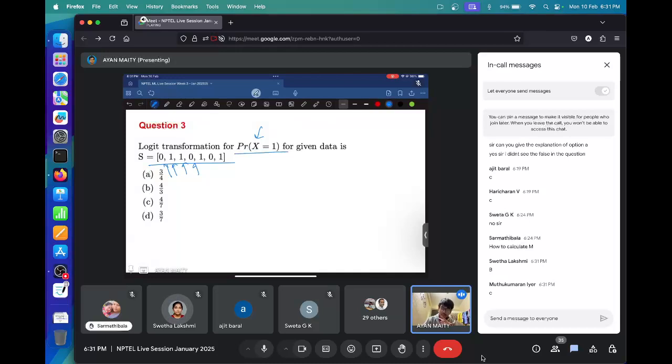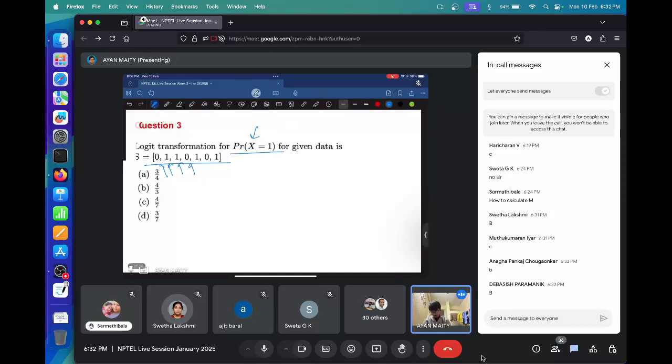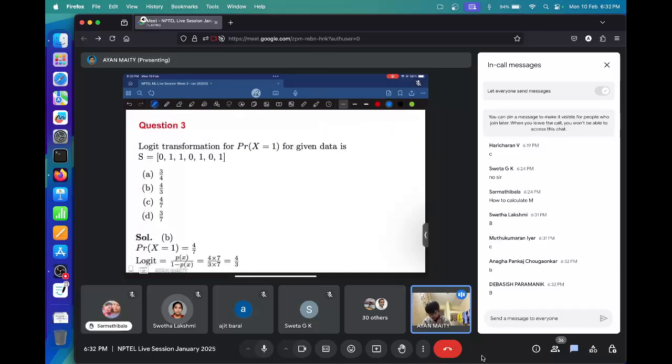Shweta Lakshmi says option B, which is 4/3. Muthu Kumar Iyer says option C, which is 4/7. Anaga Pankaj Chogaonkar says option B, 4/3. Devashish Paramanik says option B. So the correct answer is option B, 4/3.